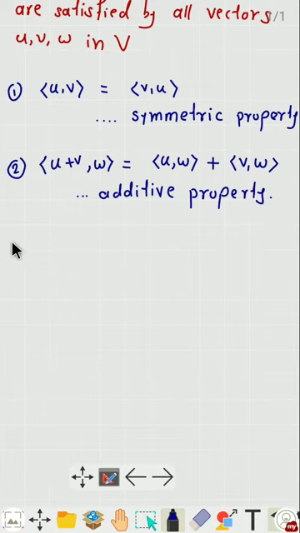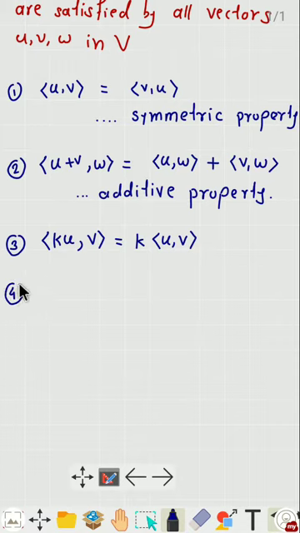Now next, third property is inner product of k into u with v is equal to k times inner product of u with v. Okay, scalar multiplicativity. Okay, next, fourth property is inner product of u with u is greater than or equal to 0. This property is called positivity.